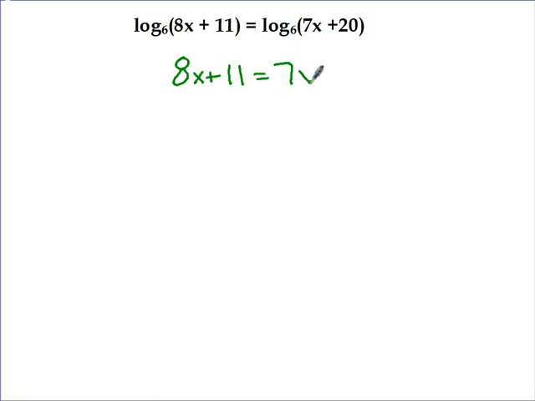So again, I have a log equals a log. They're the same base, so I can set the arguments equal. So now I'll just solve. We can subtract 7x from both sides.